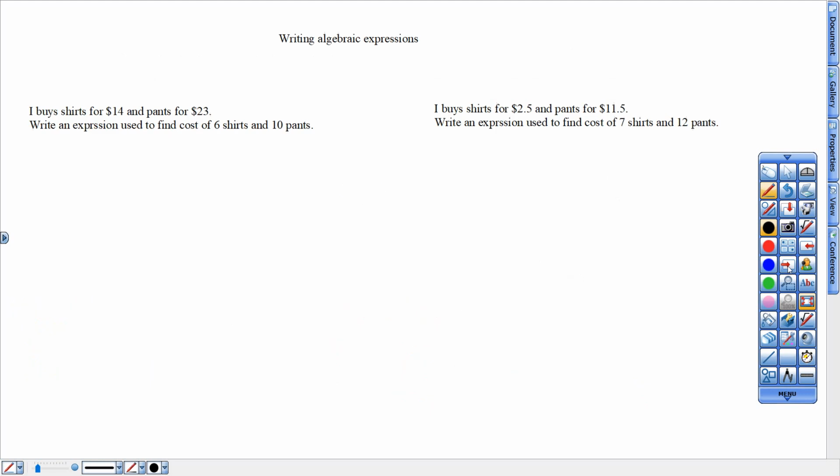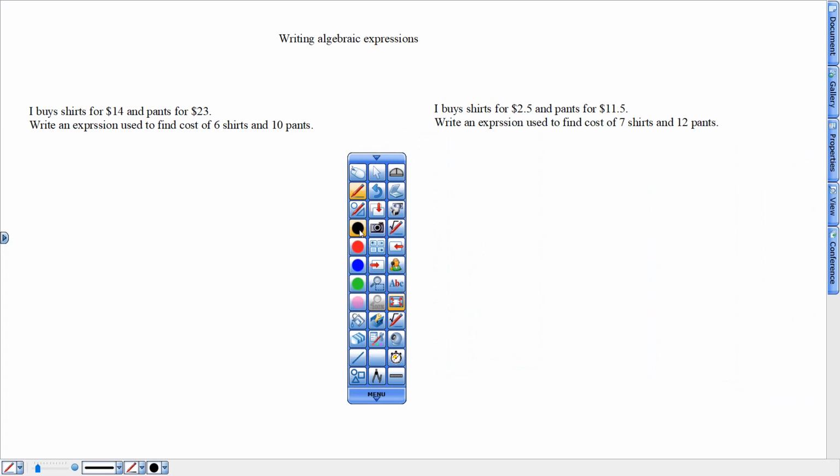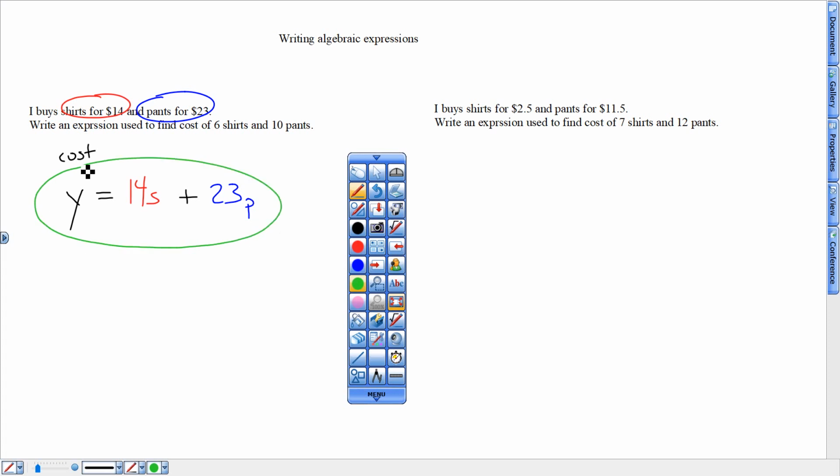Keep on going. Next problems were these expressions where they had you write expressions and use them. So $14 for a pair of shirts, $23 for pants. I had one of my ladies write the equation, where y is cost. Cost comes from $14 for every shirt plus $23 for every pair of pants. So that's going to be my general expression. To find the cost, it's just 14 times how many shirts plus 23 times how many pants.